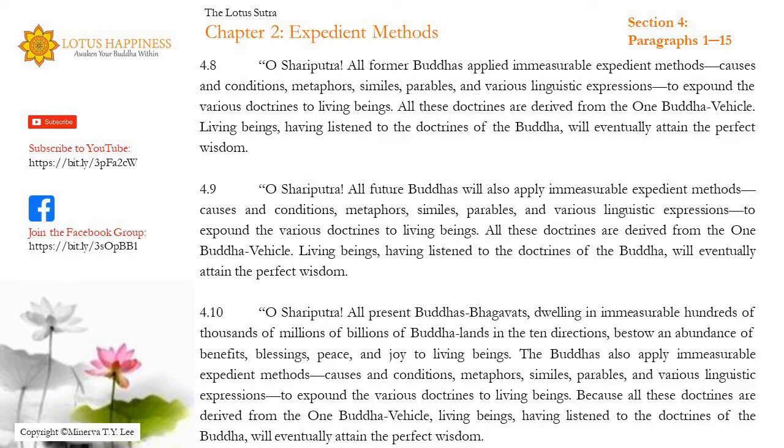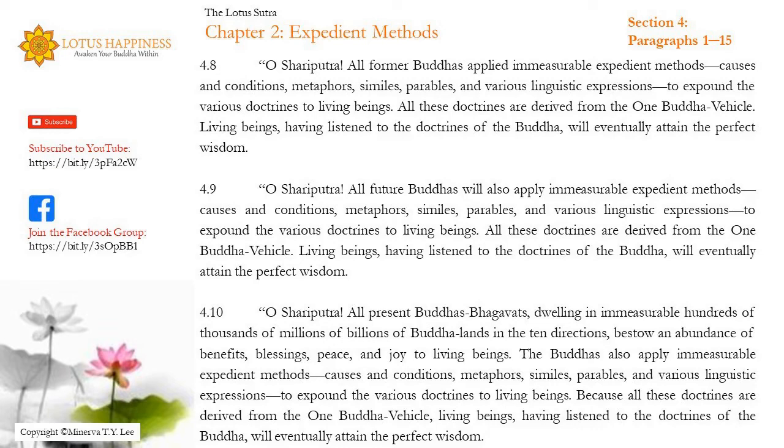O Shariputra! All future Buddhas will also apply immeasurable expedient methods, causes and conditions, metaphors, similes, parables, and various linguistic expressions, to expound the various doctrines to living beings. All these doctrines are derived from the one Buddha vehicle. Living beings, having listened to the doctrines of the Buddha, will eventually attain the perfect wisdom.